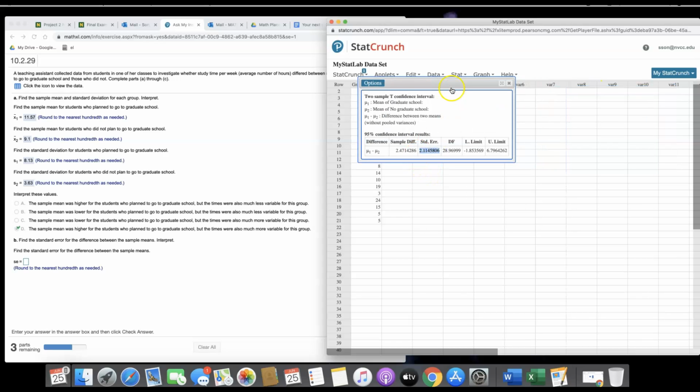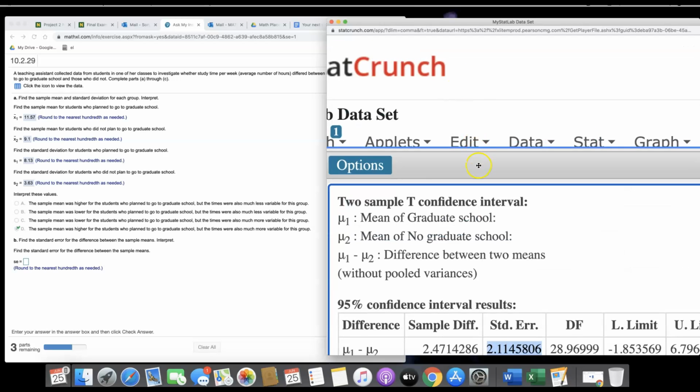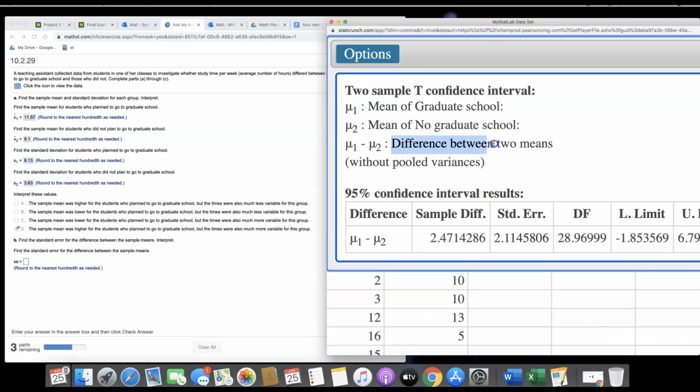Notice there is a standard error given for us right there. And this is the standard error for the difference between two means. Okay? And that's what they wanted. They wanted you to find the standard error for the difference between the sample means.